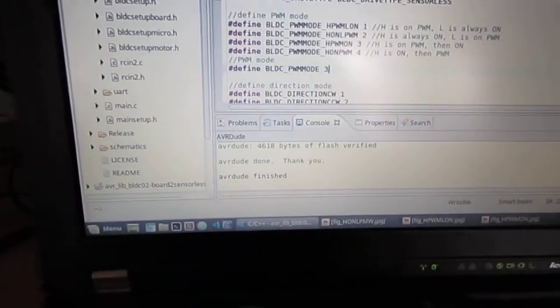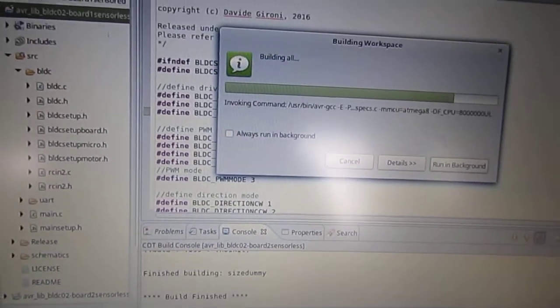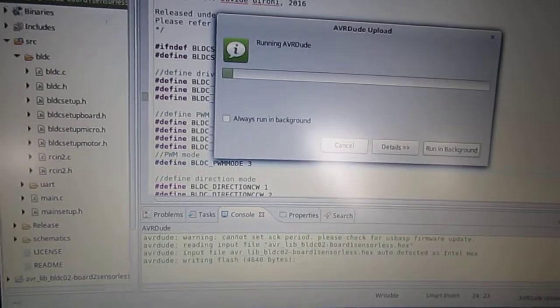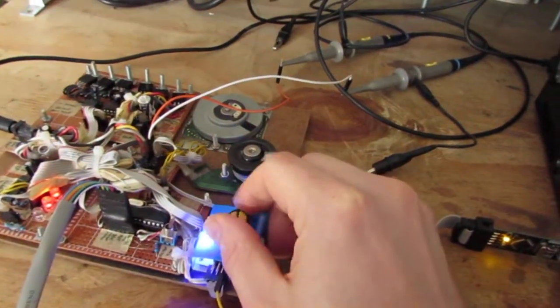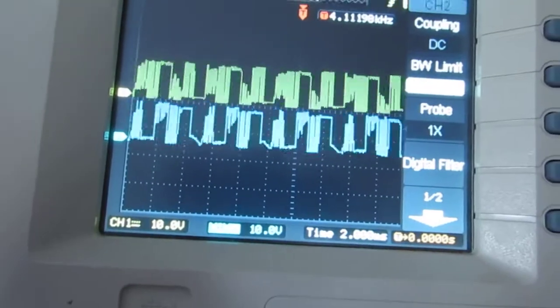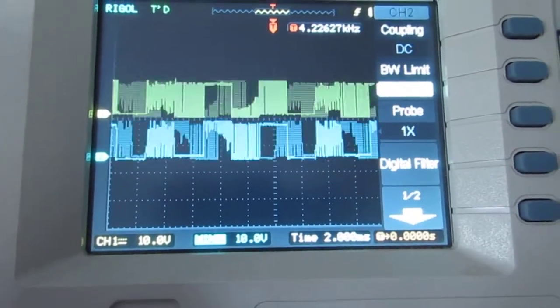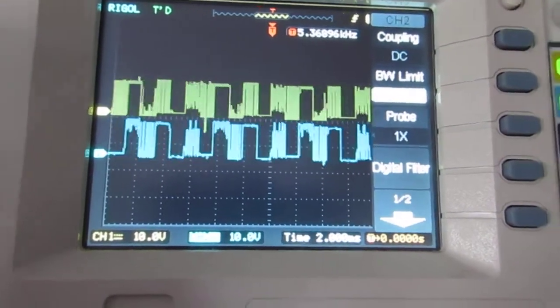Then let's try the other two. Try the number 3. Build and upload. Okay, then try to start the motor, and we can look at how the pulse modulation schema is. It's like this.